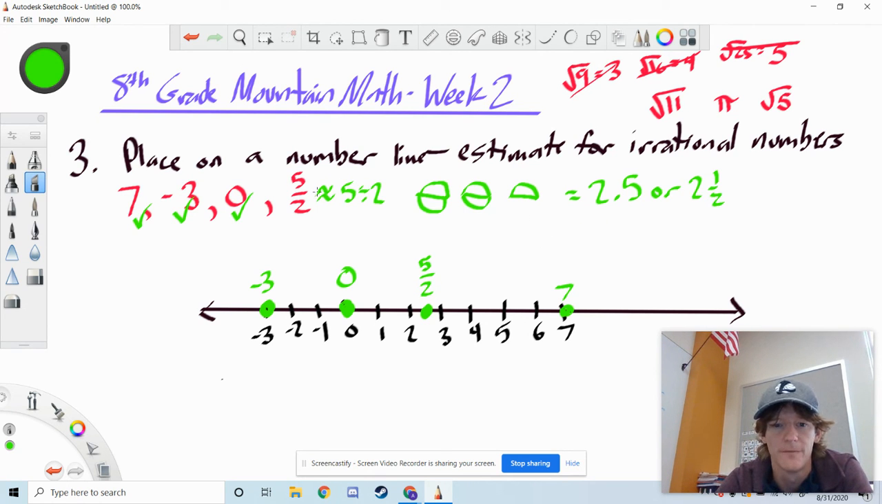That was just a tool so that we can mark this specific rational number, this specific fraction on this number line right here. So we've got -3, 0, 5/2, and 7. And we can use this number line to put these numbers in order, to compare these numbers, all kinds of things. So make sure you've drawn a number line on this one, and that's number 3.